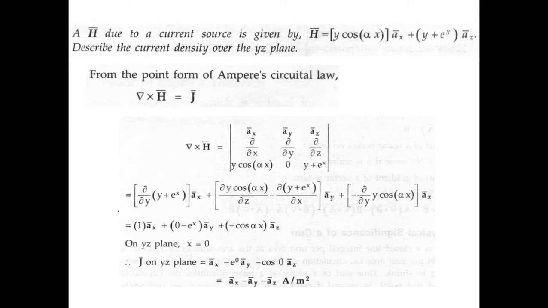Next problem, an H vector is given in the Cartesian coordinate system, and we need to describe the current density over the yz plane. Now, yz plane means the value of x will be 0. The value of x will be 0, right? Now the H vector is given.